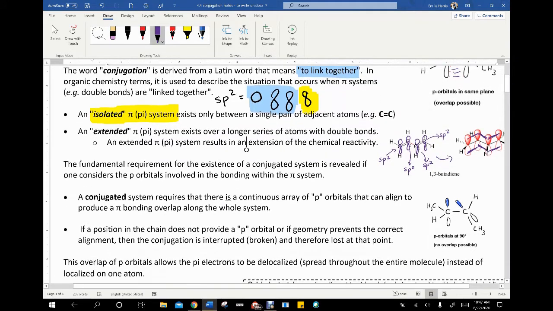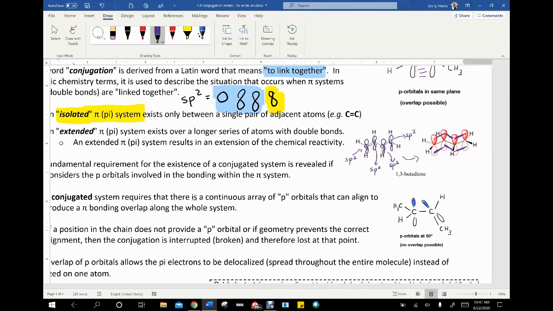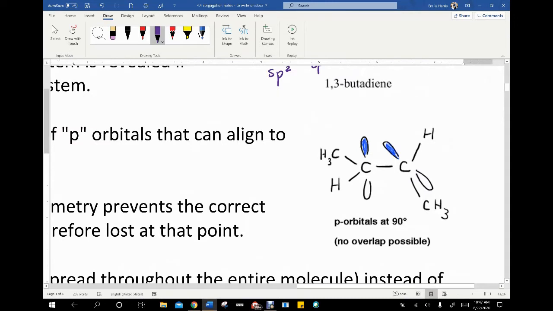And so that main thing that we're going to be looking at is, do we have alternating double bonds? Do we have unhybridized p orbitals that are in the same plane? Now, if you happen to have adjacent p orbitals, but they're not in the same plane, they're not going to be able to interact because no overlap is possible.